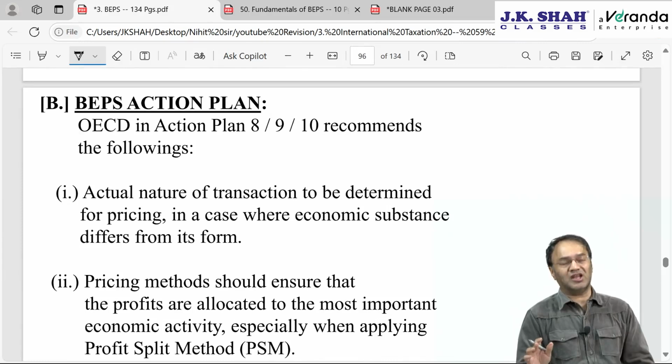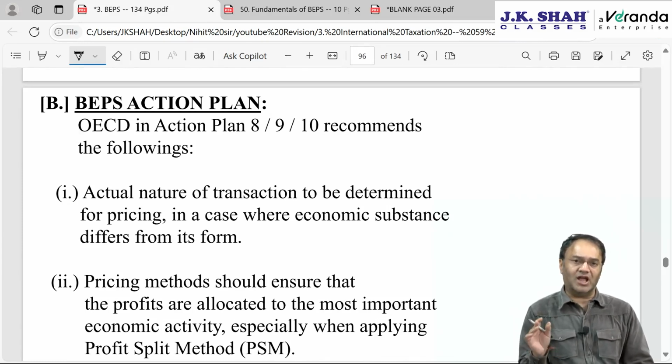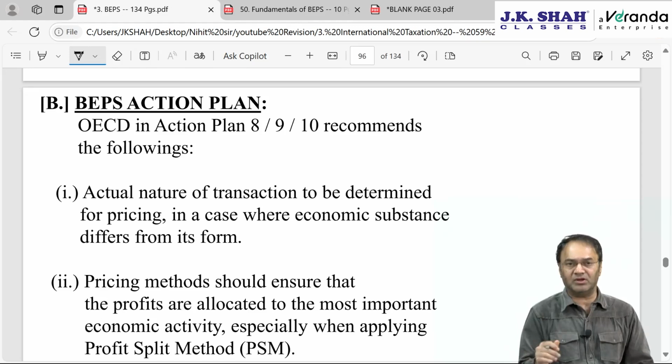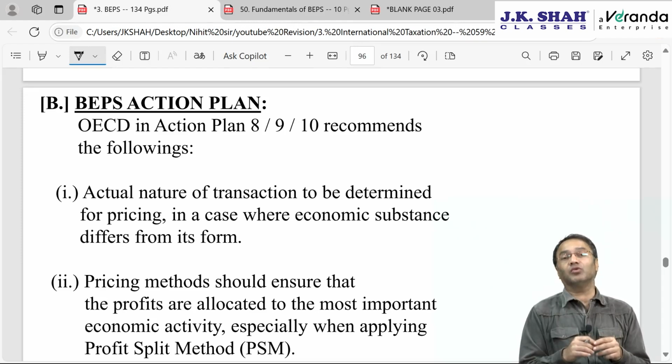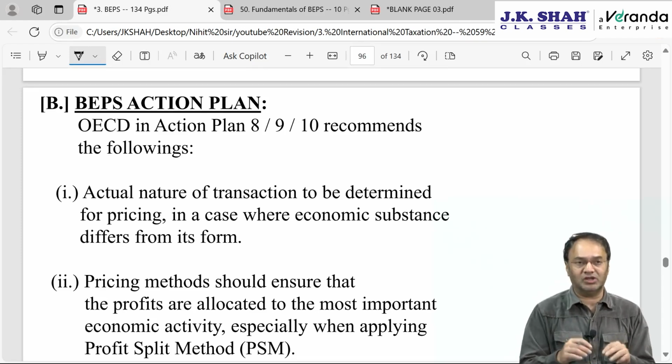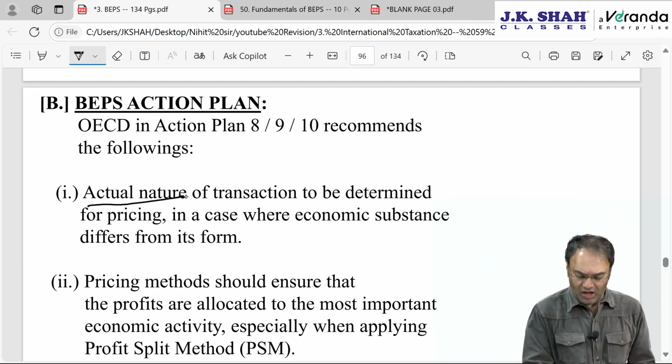So OECD says that nothing much can be done. It is just the tax officer will have to be more vigilant. While doing assessment of these people, the tax officer of the given country, especially the high tax jurisdiction, will have to be very careful about it. He will have to see whether the actual nature of transaction will have to be determined for pricing.